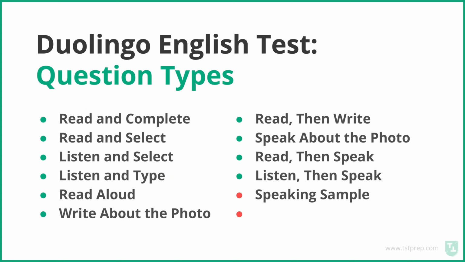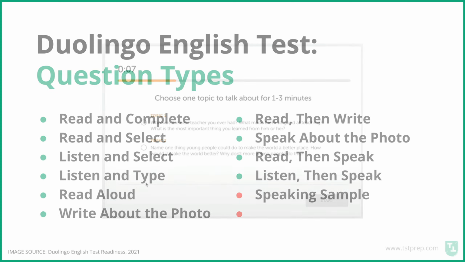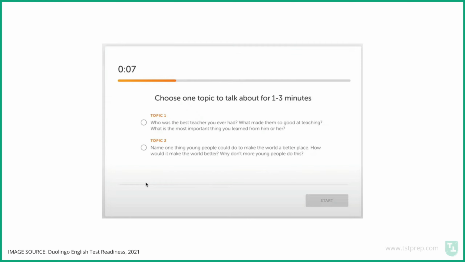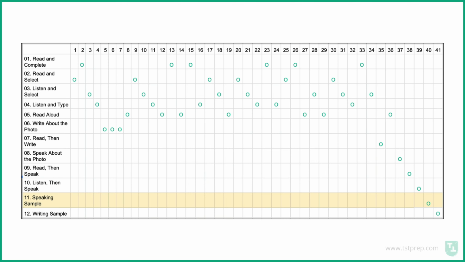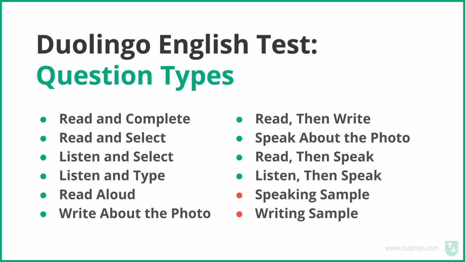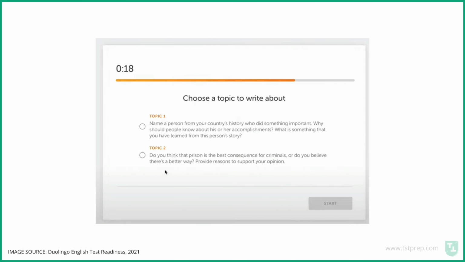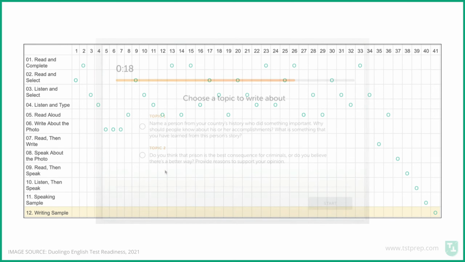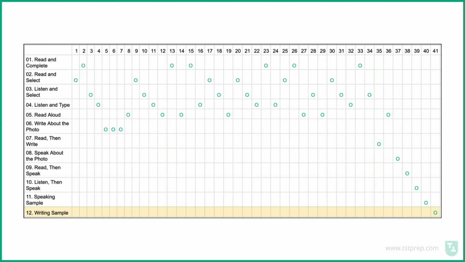There are 2 question types that are not graded. A speaking sample, where you speak for 1 to 3 minutes. You can choose between 2 topics. It comes towards the end. And that is one of the last questions. And the writing sample is the very last question. Similar to the speaking sample, you have 2 topics. Choose one and write for 5 minutes.